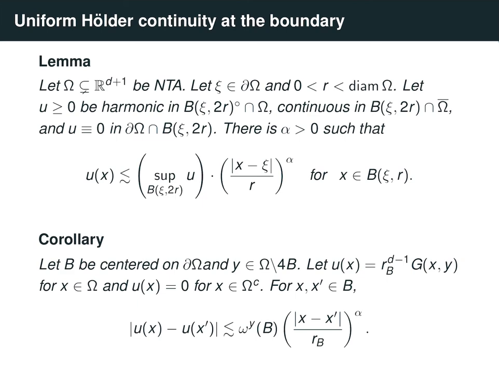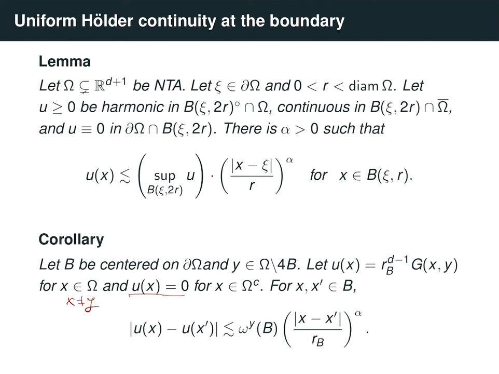The special case in which we're going to employ this lemma is when u is the Green's function. Recall that Green's function vanishes continuously everywhere on the boundary of a domain. So let B be a ball centered on the boundary of omega, and let's fix some point y in omega far away from the ball B, so outside 4 times B, let's say. Then we define the function u of x equal to r_B to the d minus 1 times Green's function of x comma y, at least for x in omega with x not equal to y. And outside of the domain omega, we just set u of x equals 0. So this function is continuous everywhere in Euclidean space apart from when x equals y, and it's harmonic everywhere in omega except when x is equal to y.